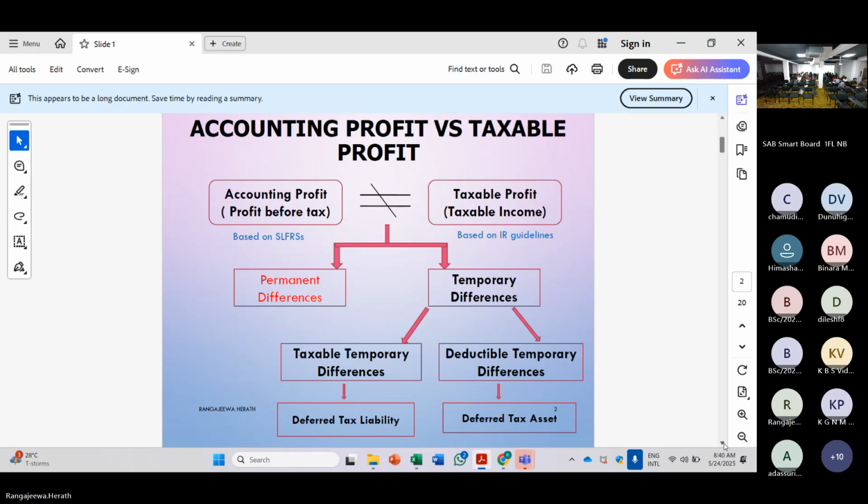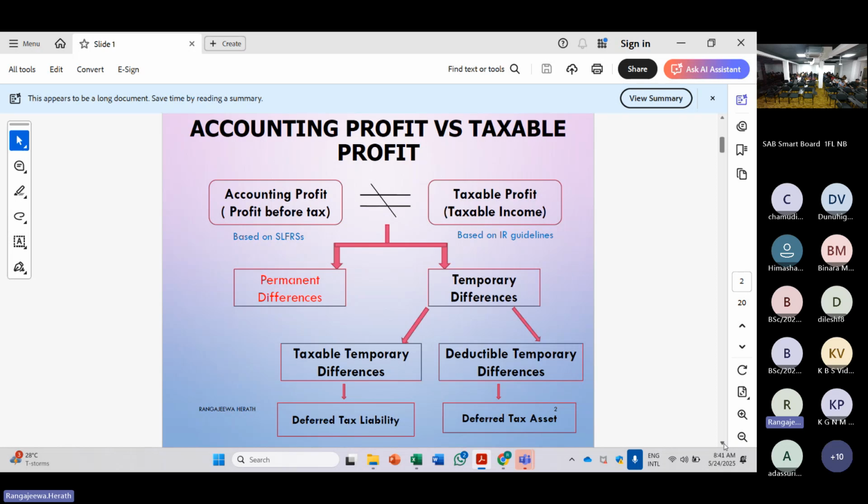When you take accounting profit, here accounting profit means profit before tax. Before tax profit is calculated based on Sri Lanka accounting standard guidelines. We prepare the financial statements, we recognize income and expenses based on standard guidelines. So when you take the statement of profit or loss, we have sales revenue, cost of sales, gross profit, other income, admin, distribution, finance, other expenses, all of which we have measured as per the accounting standard guideline. So accounting profit, that means profit before tax of a business, say 100 million, is calculated based on accounting standards.